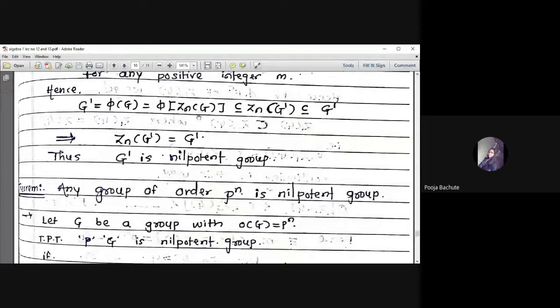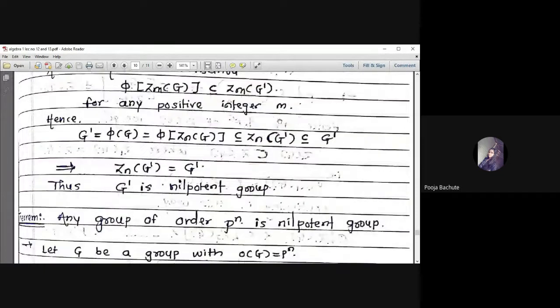But phi of Zn of G is contained in Zn of G dash by the previous step. Okay, Zn of G dash. But Zn of G dash is always a subgroup, always a subset of G dash. Okay, so here we get on the left hand side G dash and also on the right hand side G dash. Then it implies that Zn of G dash is equal to G dash.